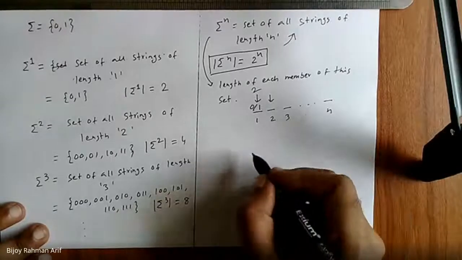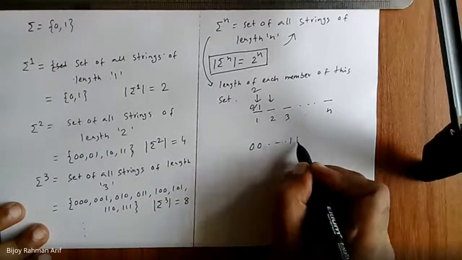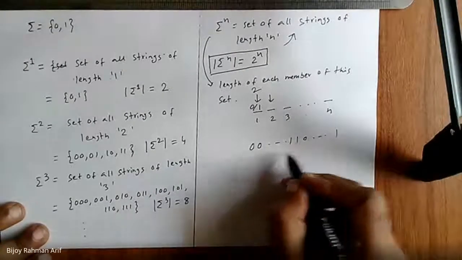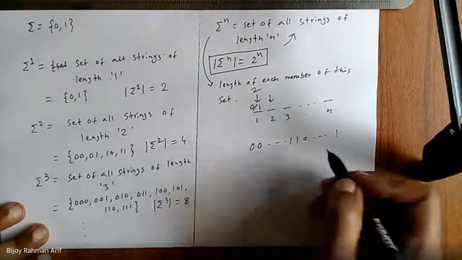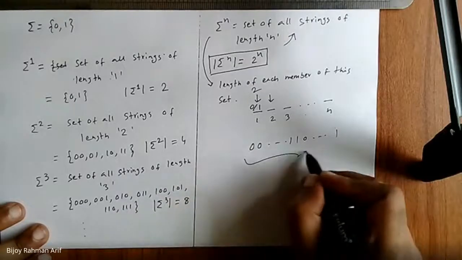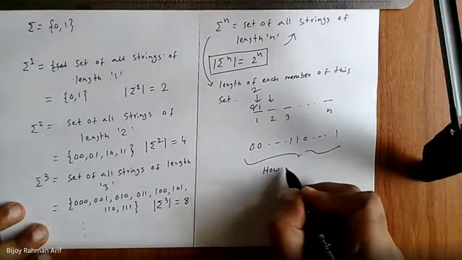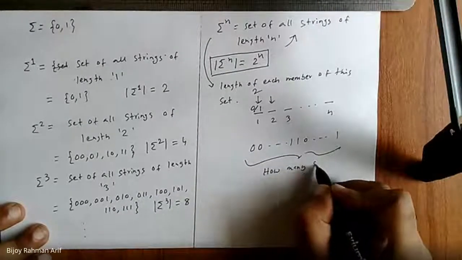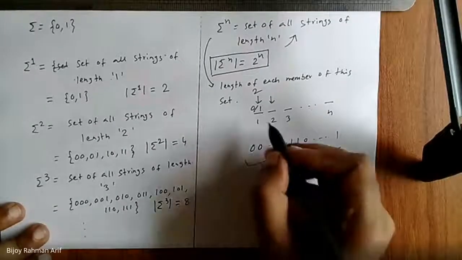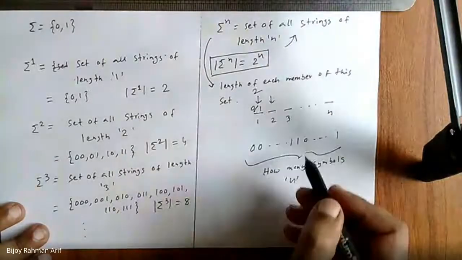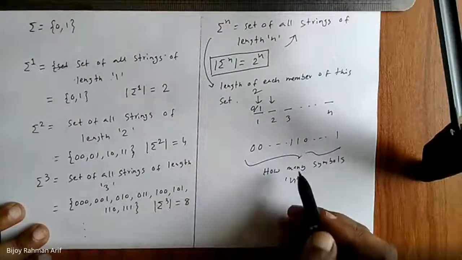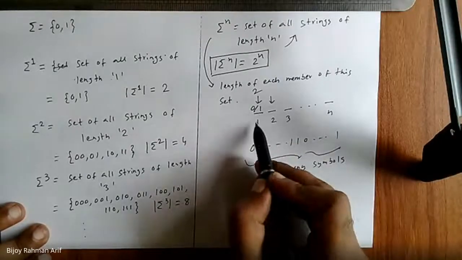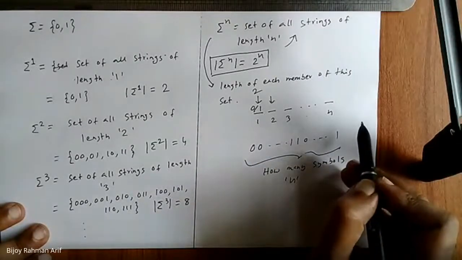For example, 0 0 dot dot dot 1 1 0 dot dot dot 1. So how many symbols would be there? So n, right? So we want to generate all possible strings. So we can consider it is nothing but n blank spaces. Am I right?